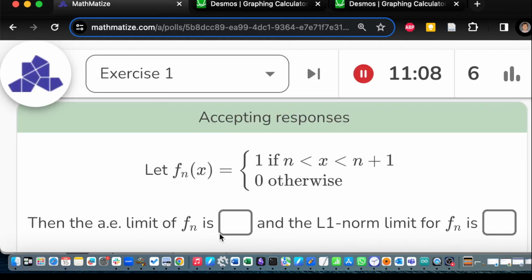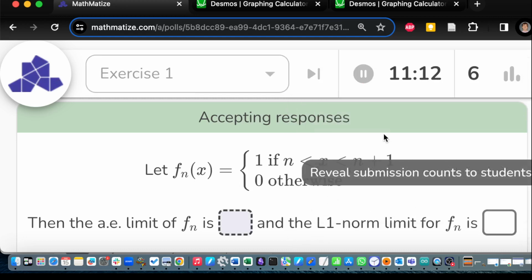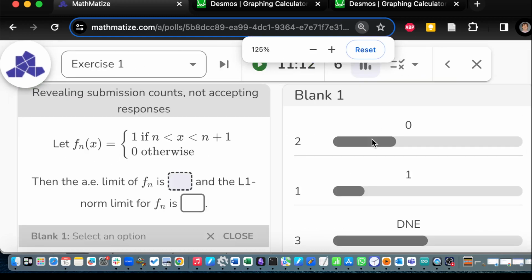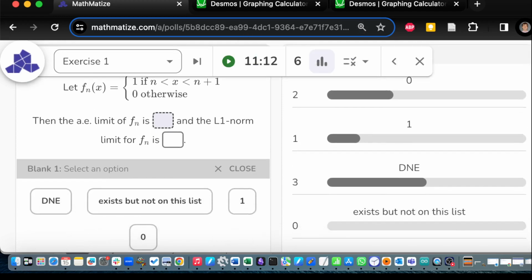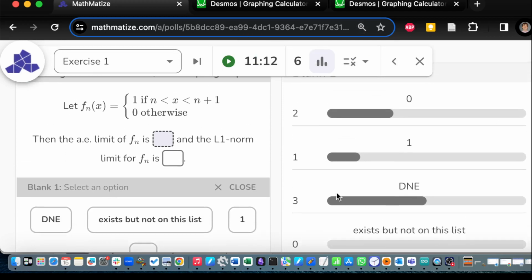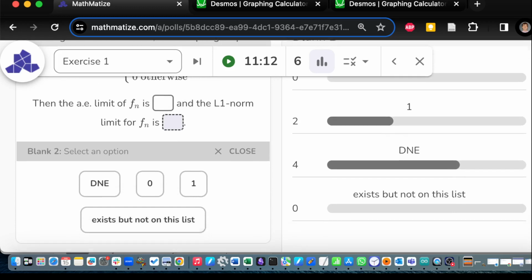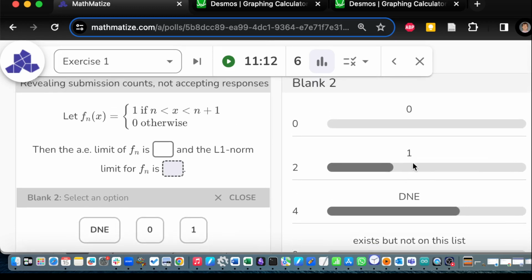Okay. What did you say? Is it converging almost everywhere? Is it converging in norm? Let's see. What did people say? Okay. So 6 people answered. We got a 2-1-3 split. 3 people said the almost everywhere limit does not exist. And for the L1 norm limit, 4 people said does not exist, 2 people said 1. I will tell you, the L1 norm limit does not exist. So 4 people got that right.